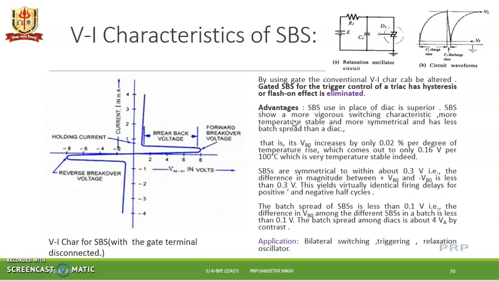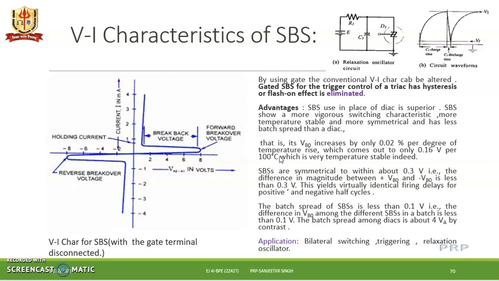SBS is more superior than diac. SBS shows a more vigorous switching characteristics. It is more temperature stable and has more symmetrical and less batch spread than a diac. So these are the advantages over a diac. Now let's see how the breakover voltage increases. The breakover voltage will increase with temperature by a rate of 0.02% per degree.